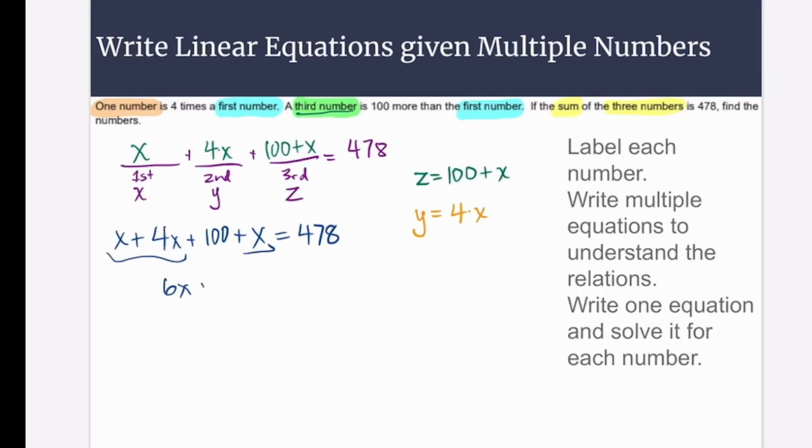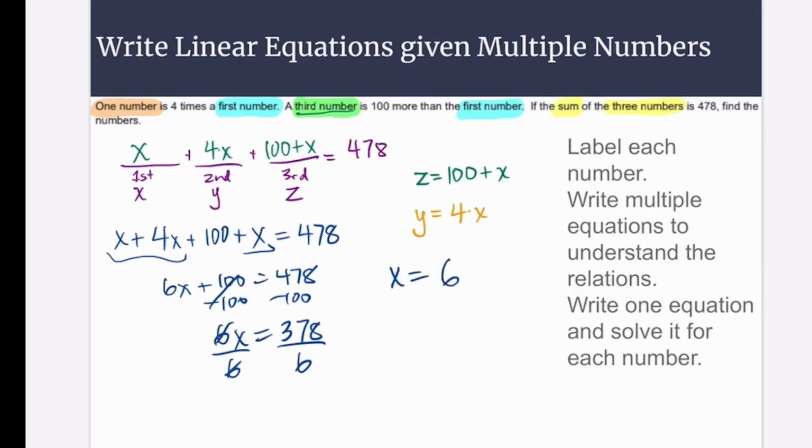So we have 6x plus 100 equals 478. Minus 100, so 6x equals 378, and then we're dividing by 6. So x is equal to 63.